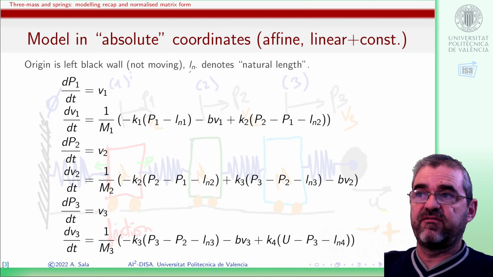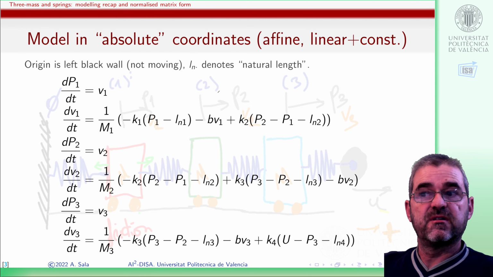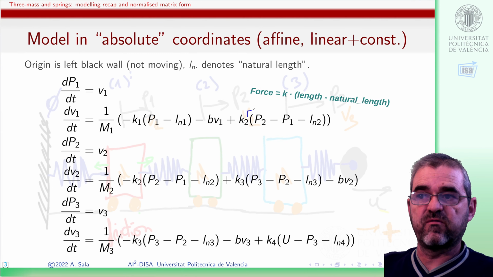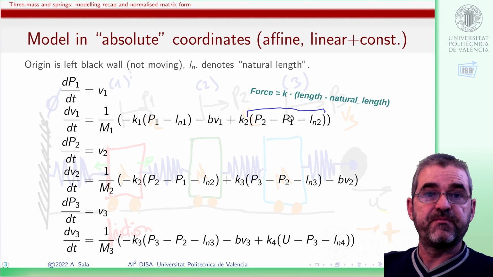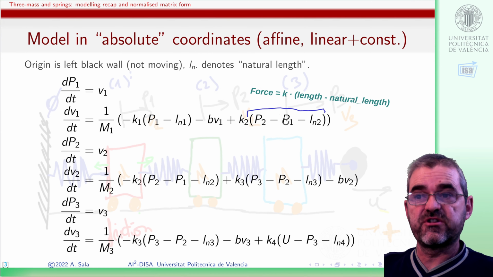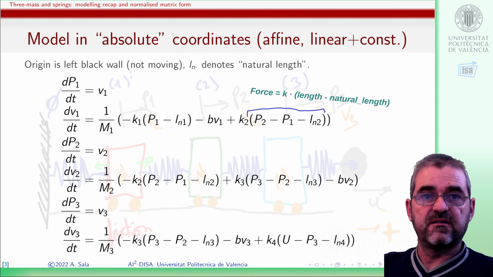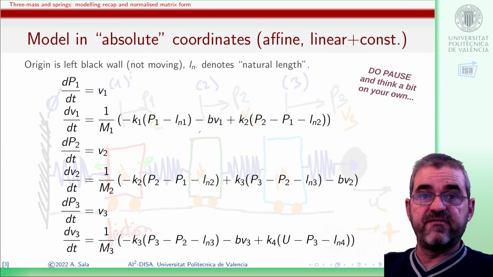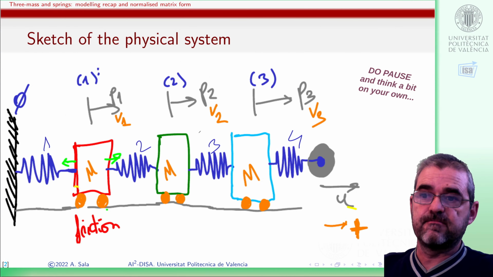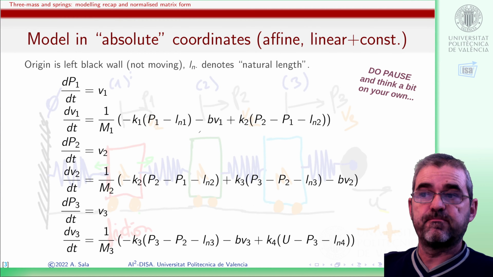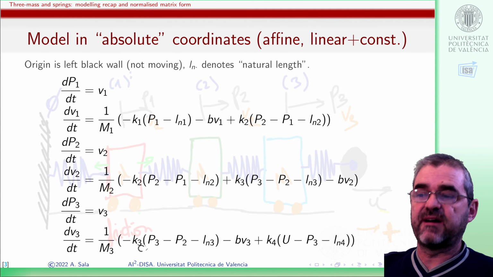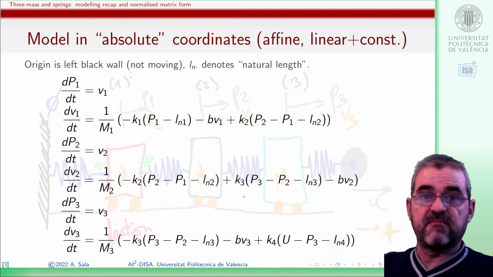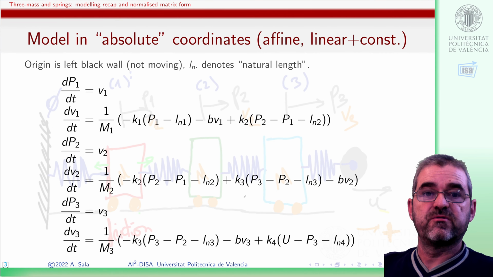So, if Ln denotes spring natural length, the force of the springs will be its length, difference in positions minus the natural length, times a given spring constant. And if you pause the video and look here and here, you must be able to derive these equations. As I said, if you don't understand what we are doing here, you should view the companion video.